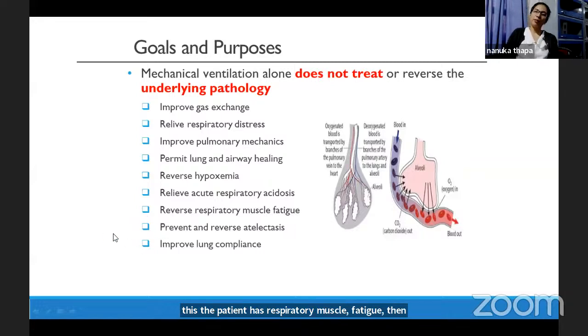It also helps in prevention and reversal of atelectasis. Atelectasis is defined as the closure of the alveoli. It also helps in improving the lung compliance. Lung compliance is the change in lung volume per unit pressure gradient that is applied.